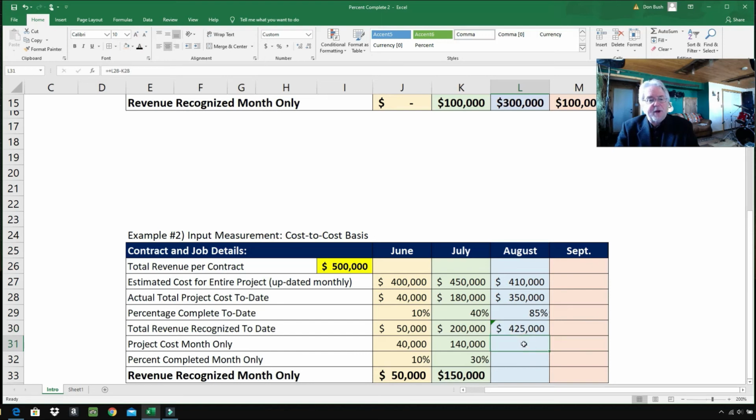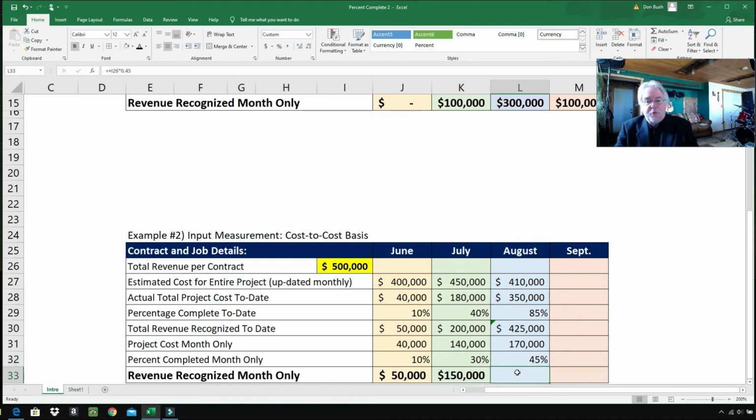Now the project cost for the month only, here's how we figure it out. Well, back in July, we had spent $180,000. And by the end of August, we have spent $350,000. So during August, we must have spent the difference between those two, $170,000. And the percent completed during the month, well, in July, we were 40% complete. In August, we're 85% complete. So it looks like we probably did 45% of the job in August. So 40 and 85, the difference between those two is 45.